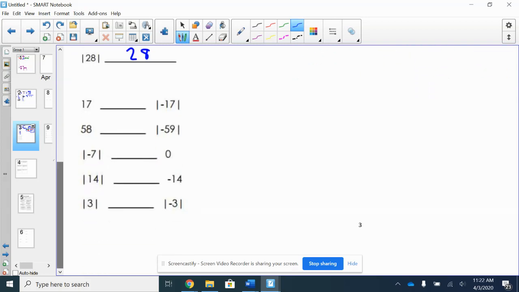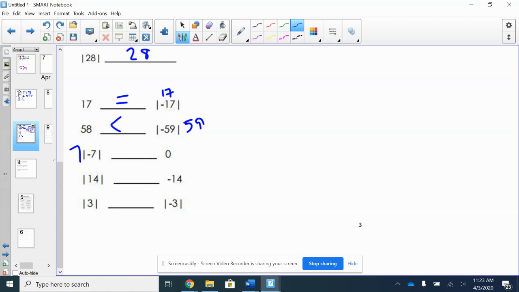Okay? When we're comparing numbers, you really just want to simplify each side and then compare your numbers. So if there's an absolute value symbol, like on the right here, the absolute value of -17, just change that to what that value is. So absolute value of -17 is 17, so 17 equals 17. The absolute value of 59 is 59, and 58 is less than 59.